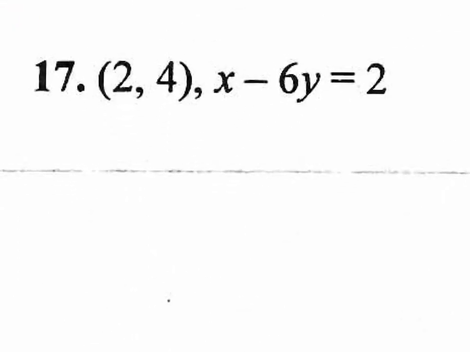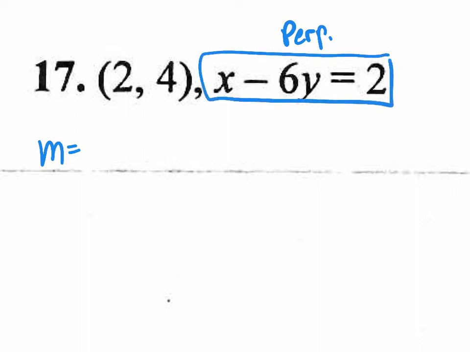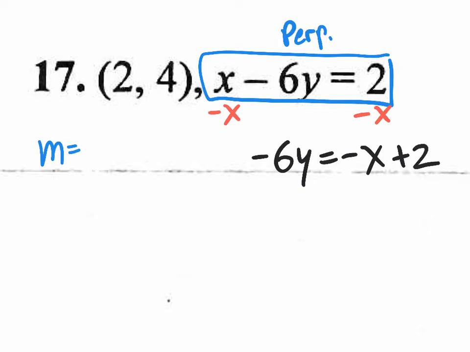So like 17, for example, if you want to find your slope, your m value, which you know is perpendicular to this one, you first need to be able to identify the slope of this guy. What's the slope? You can't see it yet. You need to get y by itself first to be able to identify the m. So let's get y by itself. I'm going to subtract x. I'm going to rewrite it, -6y equals -x plus 2. And then at the very end, I'm going to divide everything by -6.